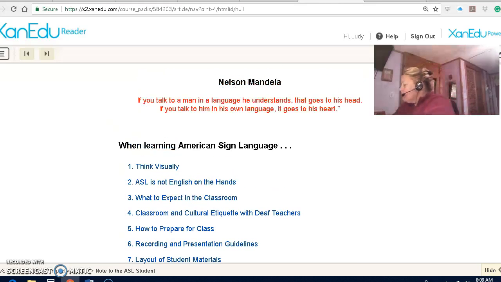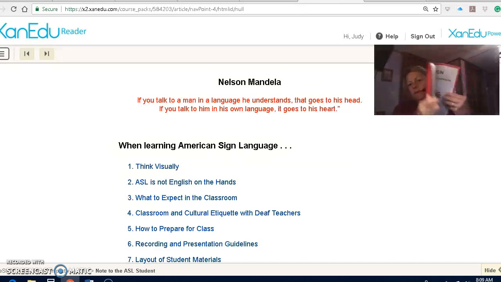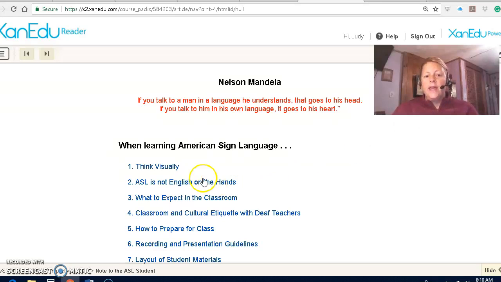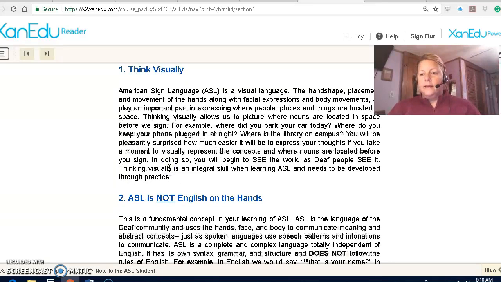It's called the We Sign book. My students have this manual in paper, but this is why I like using it virtually, because they can actually click on things. It'll take them to certain spots.